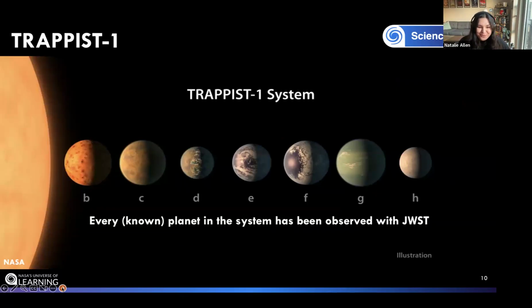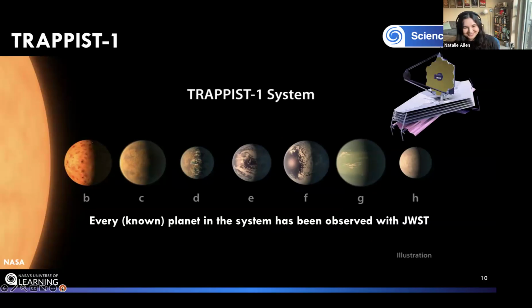So yeah, this system is so popular that every known planet in the system has been observed with JWST thus far. We've spent something like 500 hours observing the system, which has been really great. And so I'm going to walk through what we know about each planet in the system out from the inner planet to the outer planet.